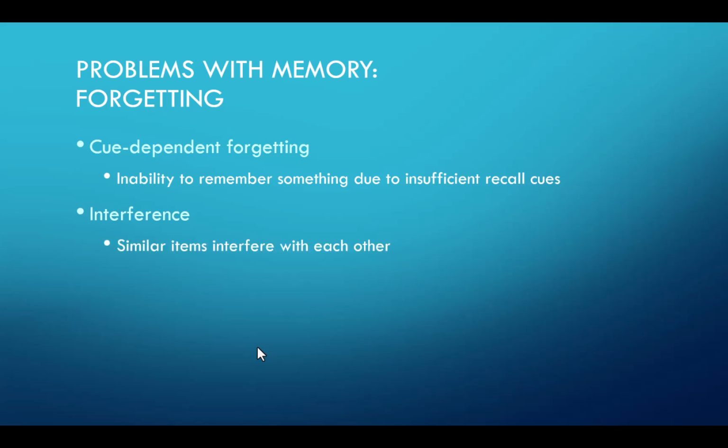And then there's interference. And so this is where similar items interfere with each other. So that prevents recall of the information. Now we're going to distinguish between two types of interference, retroactive and proactive.